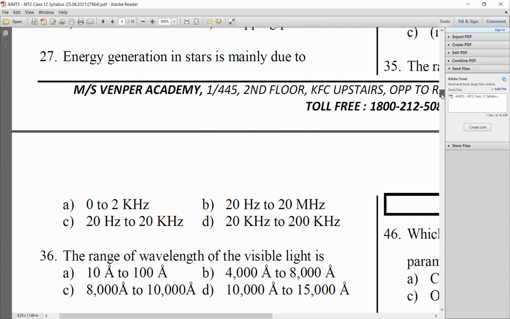36. The range of wavelength of visible light. It will be around 4000 angstrom to 8000 angstrom. Theory based question.